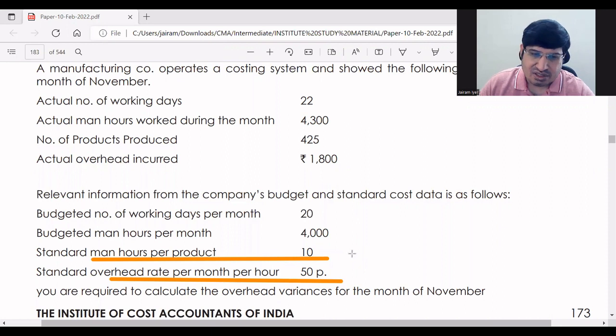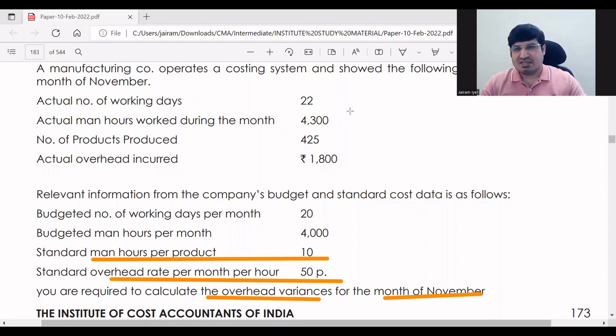Okay, so here calculate overhead variances for the month. Okay, only fixed overhead variances have been given, so we'll calculate fixed overhead variances. Okay, चलो ठीक है, तो अभी देखते हैं.